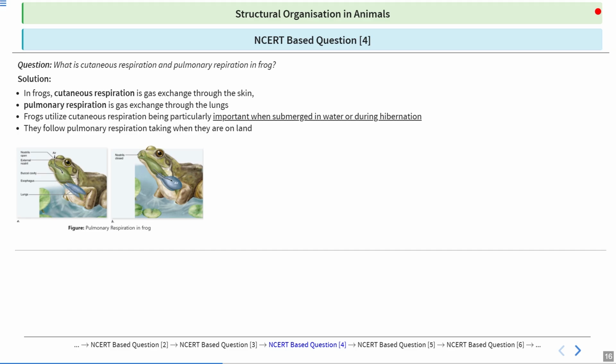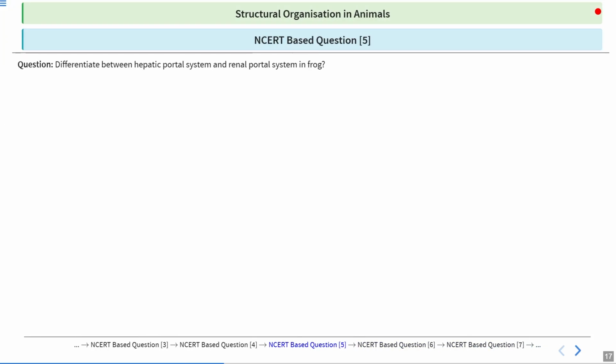So let us see another question. Differentiate between the hepatic portal system and renal portal system in the frog.